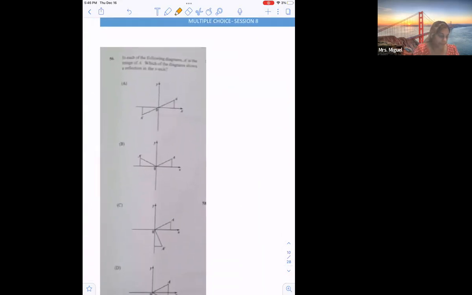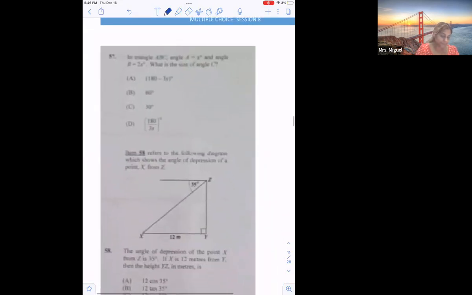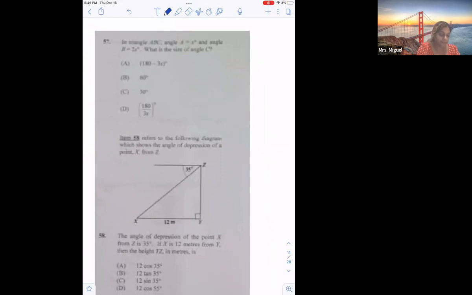Which of the following diagrams shows a reflection in the x-axis? So a reflection in the x-axis is this one, because this is the object and the image will be the same distance behind the line. 57, they said that the triangle here is x and here is 2x. They asked for this angle. This would be 180 minus 3x. And the answer is A.